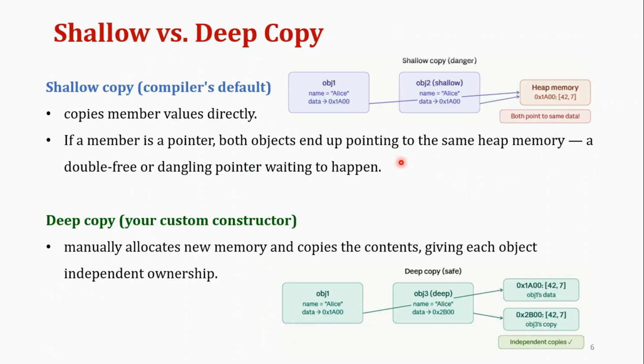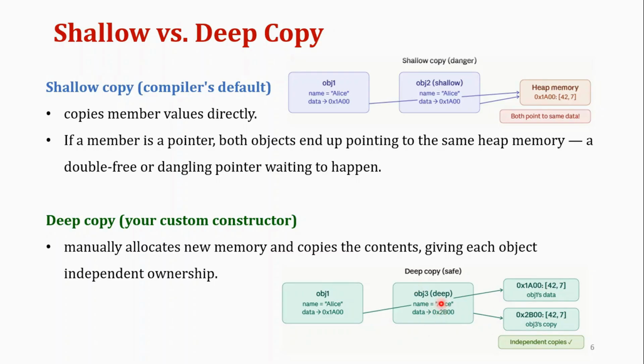So shallow means, check out, one object is already created, obj1 is already created. In a shallow copy, what happens is the second object is created, and both the objects point to the same memory location. So obj1 is the original object, obj2 is the second object, and obj2 is also pointing to the same location. This is called a shallow copy. So check out this example. obj1 is pointing to this memory location, and obj2 will be pointing to this memory location.